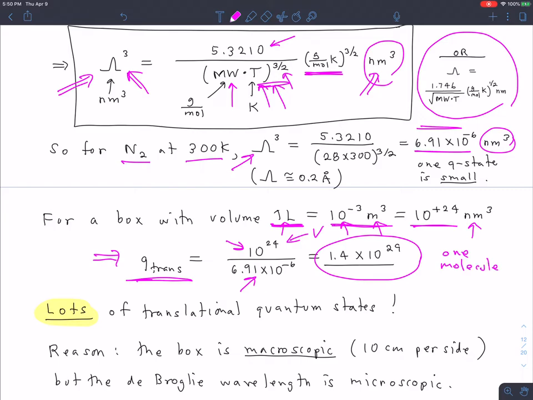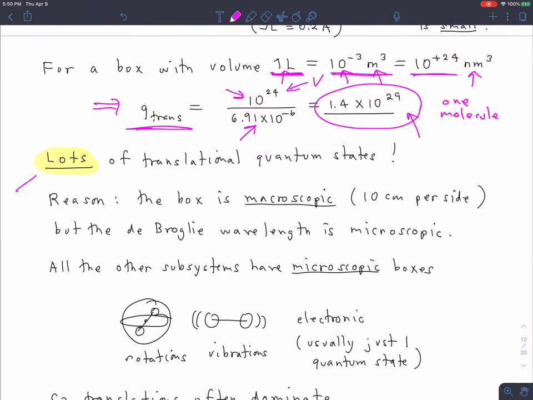This is not the number of quantum states in the whole ensemble of Avogadro's number of molecules. This is the number of quantum states for 1 molecule. So the number of quantum states overall for the entire system is utterly enormous. It's this to the 10 to the 23rd power, so a serious number.